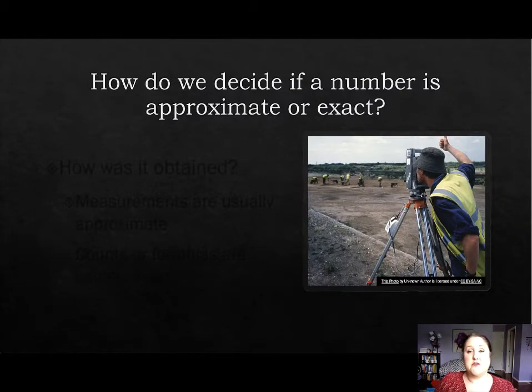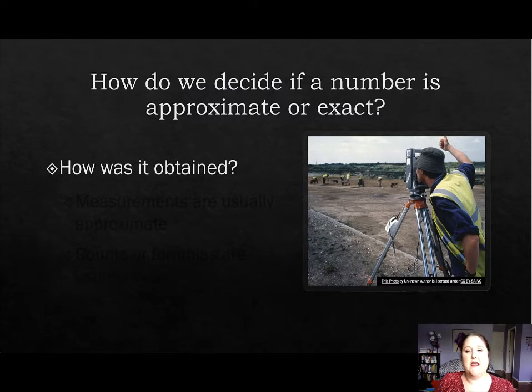Well, it all comes from how it was obtained. If something was measured, then there's an implicit amount of approximation or rounding that had to happen in that measurement, because you're always at least rounding the very last part of any measurement that you take. Depending on how good of a tool that you're using can determine how accurate you are, but there's always going to be some amount of approximation.